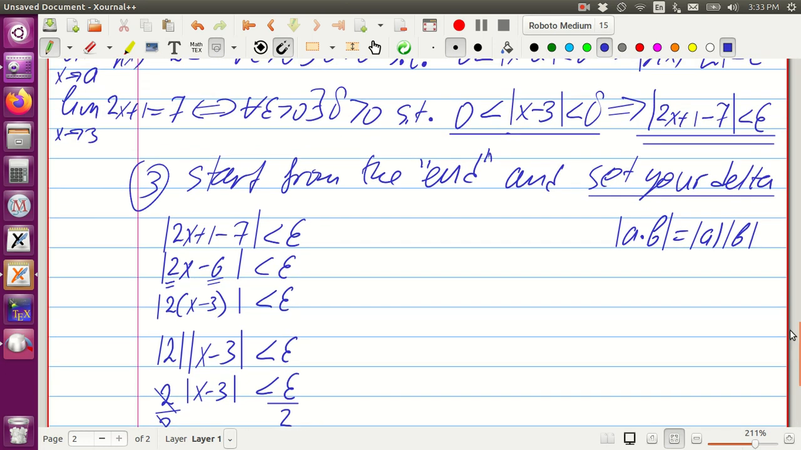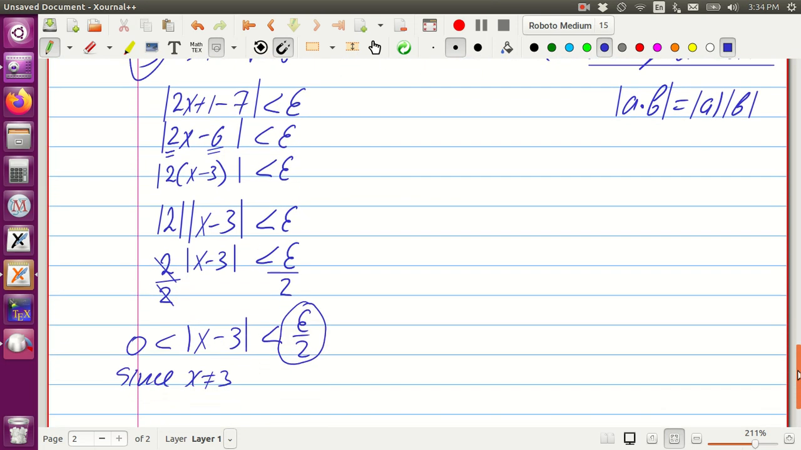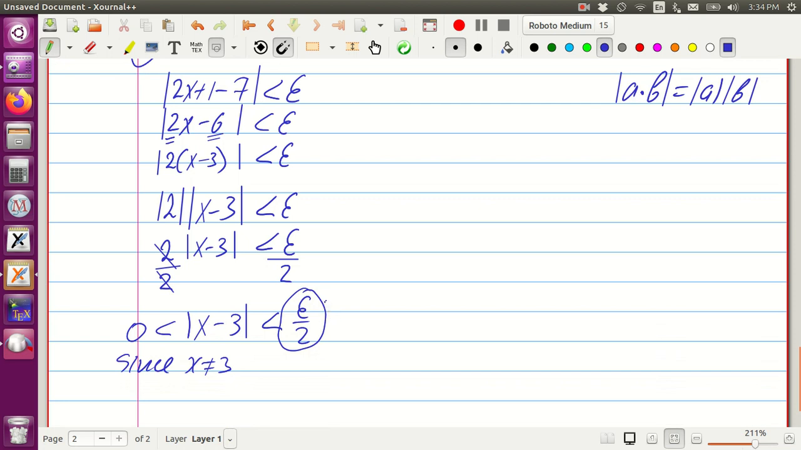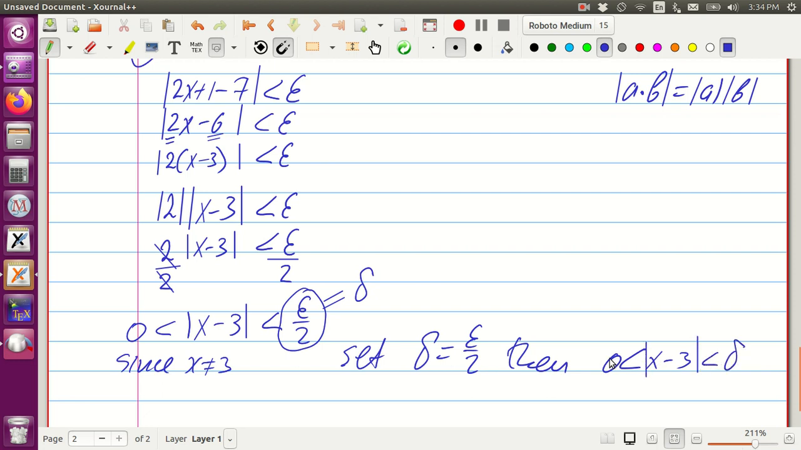But let's go back to the definition. We want this absolute value of x minus 3 to be less than delta. So what should we choose our delta to be? If we choose delta to be this, everything will work. So we can say set delta equal to epsilon over 2. Then 0 is less than x minus 3 in absolute value, less than delta.